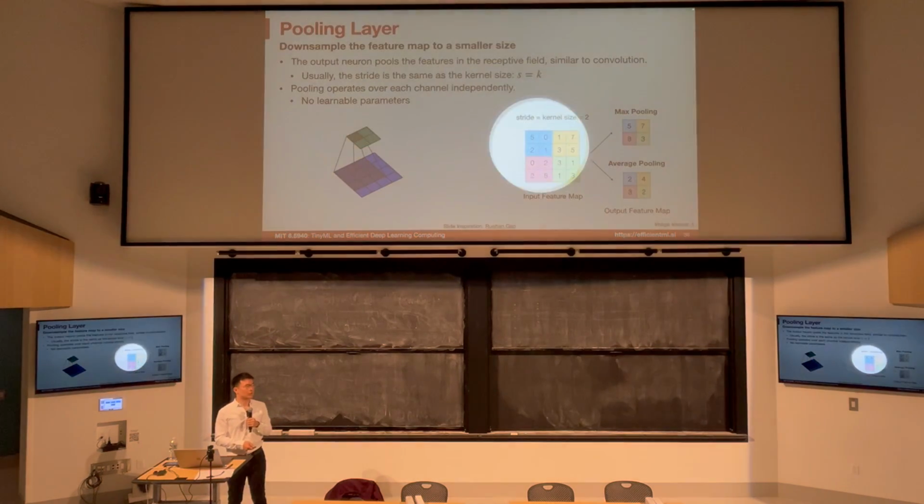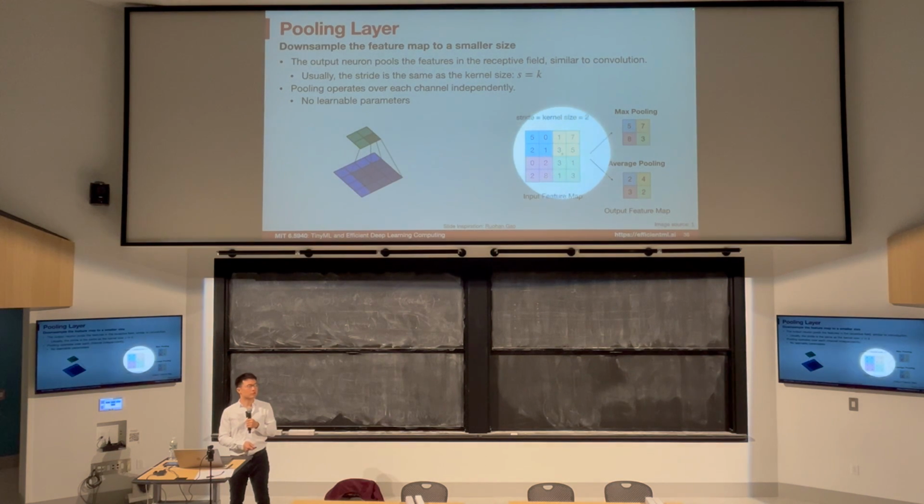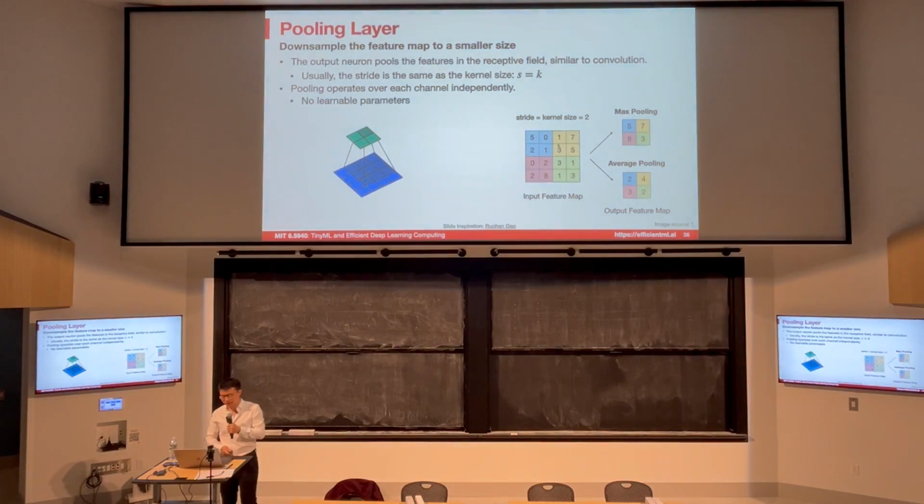So here we have an example with a 4x4 input feature map. How do we pool it to 2x2? We can either use max pooling, so for every group in the input, we find the max element within that group. Or we can do average pooling, finding the average in the blue area and finding the average for the yellow area. The good thing about pooling is that there are no learnable parameters. You can assume it contains zero weight, which is very parameter efficient.